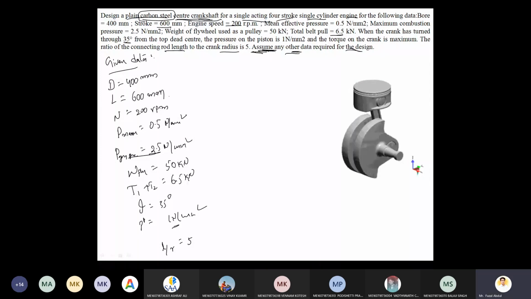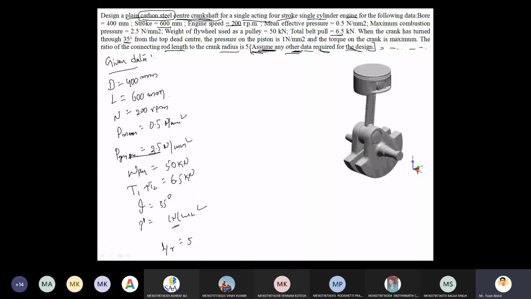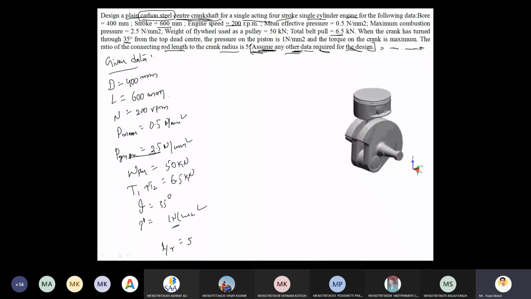Suppose the question does not mention this line in examination, it means whatever data is required for solving the answer will be provided in the question itself. If the data is not provided in the question, then the statement 'assume any other data required for the design' is going to be mentioned. Okay. So now tell me which shaft we are going to design now.